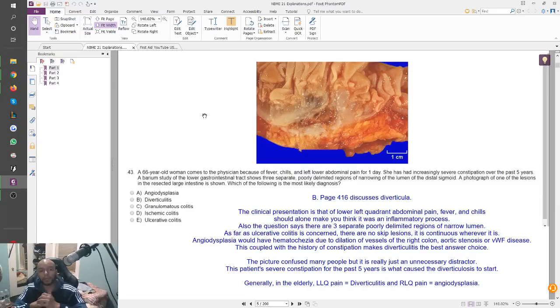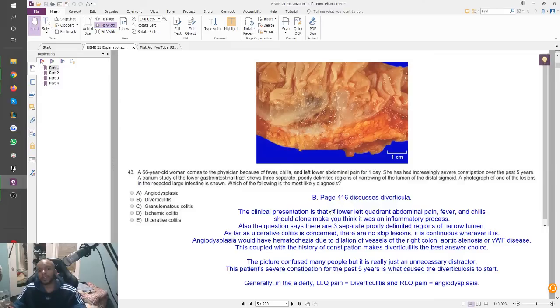A barium study of the lower GIT shows 3 separate, poorly delimited regions of narrowing of the lumen of the distal sigmoid. So 3 separate, poorly delimited regions of narrowing. A photograph of one of the lesions in the resected large intestine is shown. So large intestine, we're looking at the colon. Which of the following is the most likely diagnosis? Now you look at all your answer choices: angiodysplasia, diverticulitis, granulomatous colitis, ischemic colitis, or ulcerative colitis.